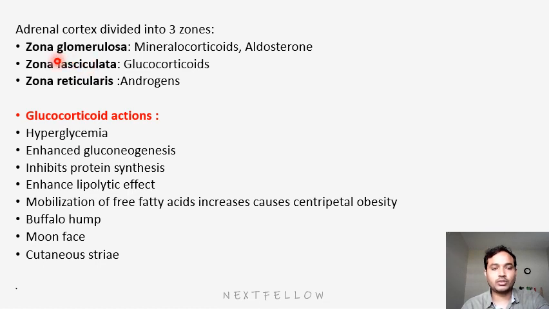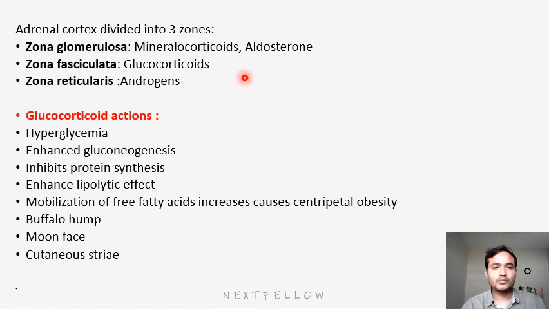Okay. So zona glomerulosa will be helpful in secretion of mineralocorticoids and aldosterone. Zona fasciculata will produce glucocorticoids. Zona reticularis will help in production of androgens. Among these, mineralocorticoids and aldosterone will be under the renin control mechanism. The glucocorticoids and androgens are under the cortisol mechanism. So both are under cortisol, and the mineralocorticoid and aldosterone will be under the renin mechanism.